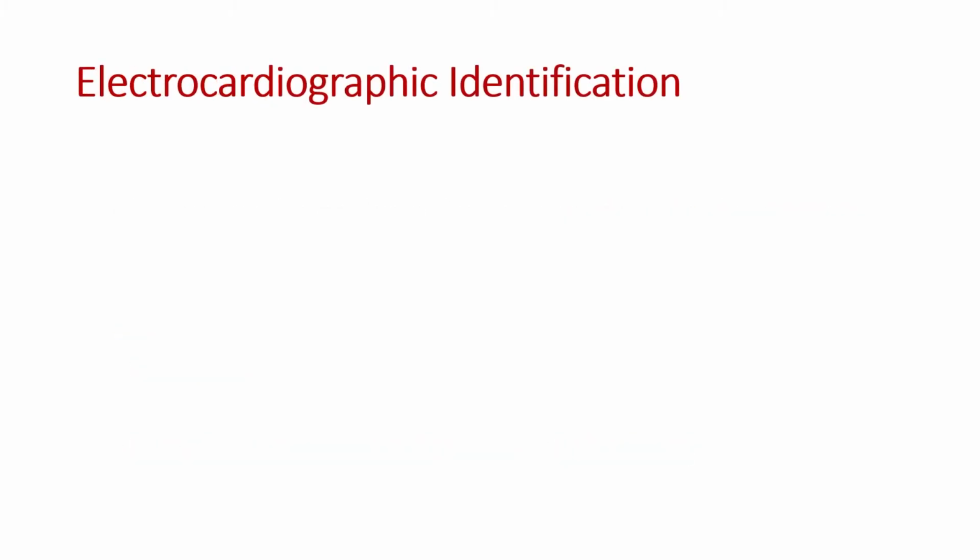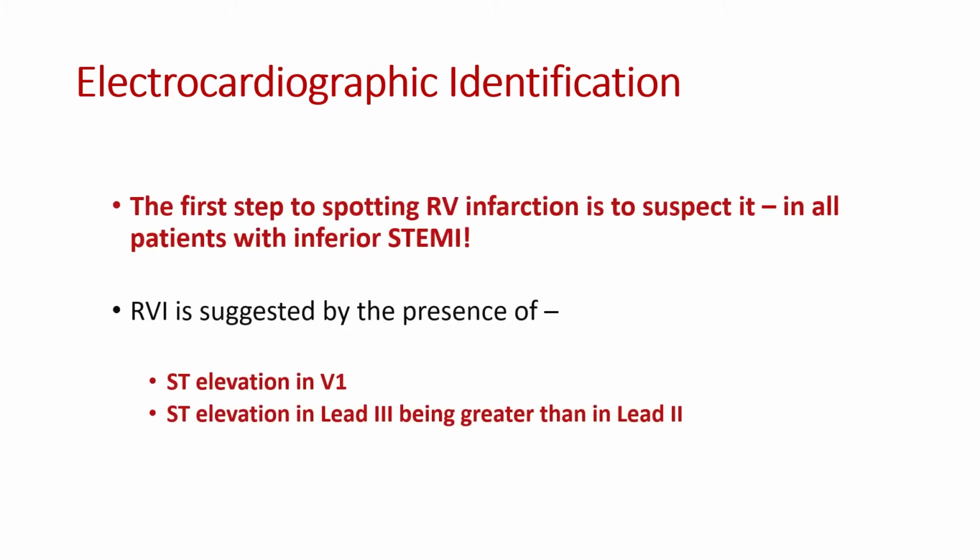Now, identifying it, again, we're not going to labor this point because we're going to talk about ECG next week, but the first step in spotting it is to think about it in all patients that have an inferior STEMI, yeah? The presence of right ventricular infarction is suggested by ST elevation in V1, being the only lead that looks roughly at the right ventricle, and ST elevation in lead 3 being greater than lead 2. That's because lead 3 is more rightward facing than lead 2, so you might see injury current here.